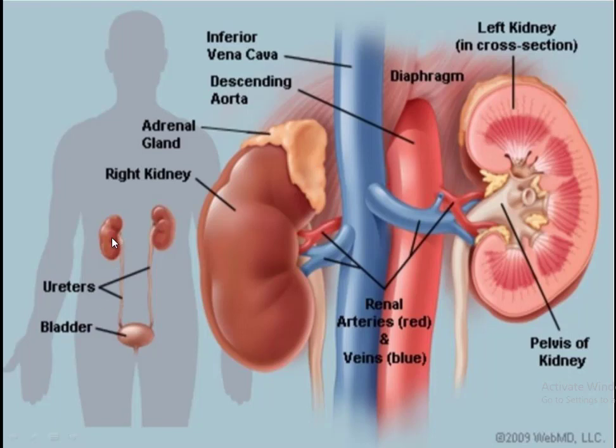As we see in this picture, there are 2 kidneys, right and left. Mostly the right kidney is lower and smaller in size than the left kidney. From the 2 kidneys there are 2 ureters, and the 2 ureters collect urine in the bladder. The bladder is the site of storage of the urine until it passes by the urethra.